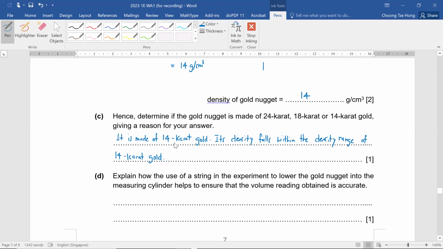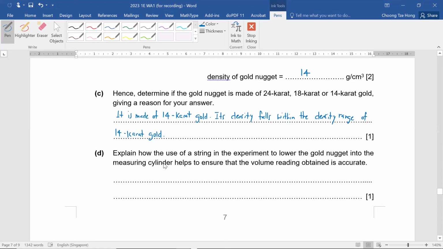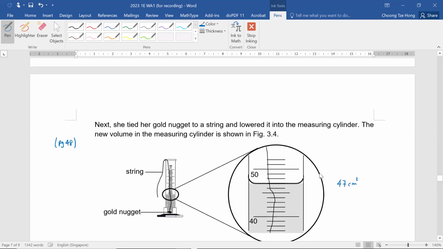In the next part they ask you about some experimental procedure. Explain how the use of a string to lower the gold nugget into a measuring cylinder helps to ensure that the volume reading obtained is accurate. So when you lower it into the measuring cylinder, why do they use a string? Why not just dump the whole gold nugget inside from the top? So you can think about it.